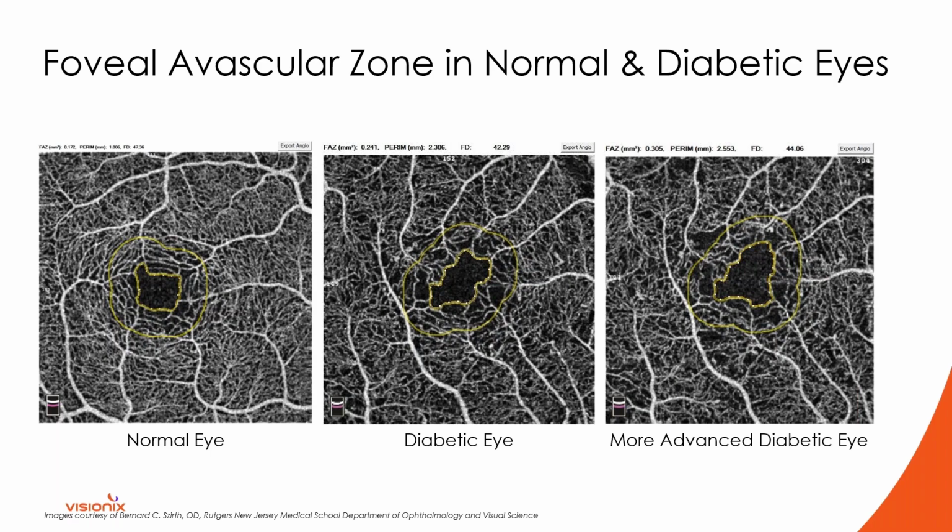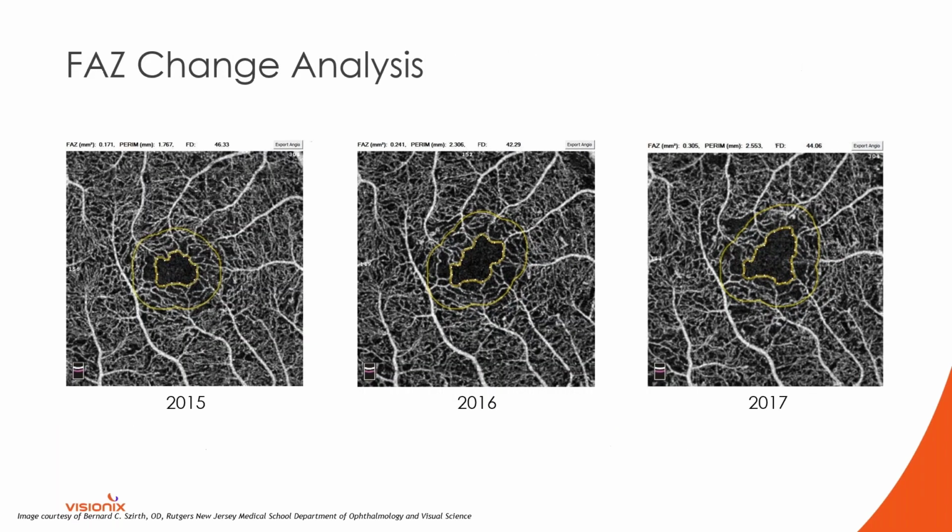Looking at the diabetic eye, you'll see it looks quite different. The diabetic eye has a larger FAZ, larger perimeter, or larger areas of capillary non-perfusion. And those numbers get even bigger in the more advanced diabetic eye. Now, I will tell you that patients vary in the size of their FAZ. So what might be normal for one patient might not be normal for another patient. So the best thing to do is use the patient as a measure of progression. And I'm going to show you what I mean by that.